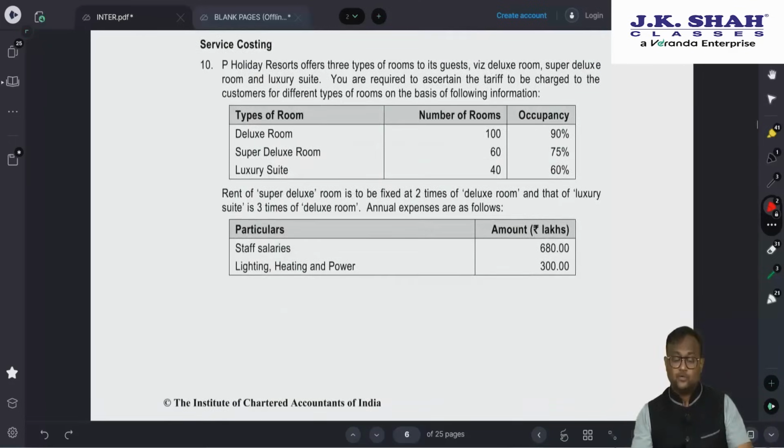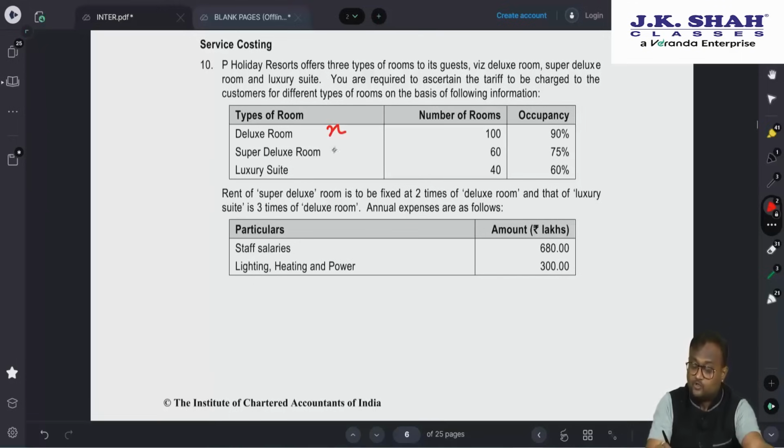Now, the next question, question number 10, is about service costing. P Holiday Resorts offers 3 types of rooms to its guests: deluxe, super deluxe and luxury. You are required to ascertain the tariff to be charged to the customer on the basis of the following occupancy. Deluxe is occupied 90%, super deluxe is occupied 75%, luxury suite is occupied 60%. Rent of super deluxe room is to be fixed as 2 times of deluxe, and luxury is 3 times of deluxe. So, if I assume this to be x, this will be 2x, this will be 3x.